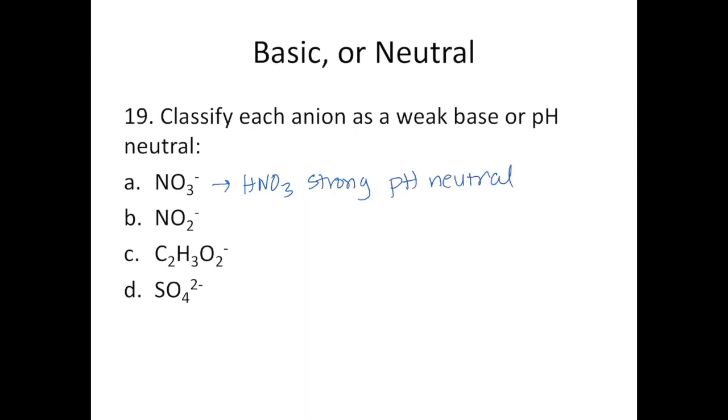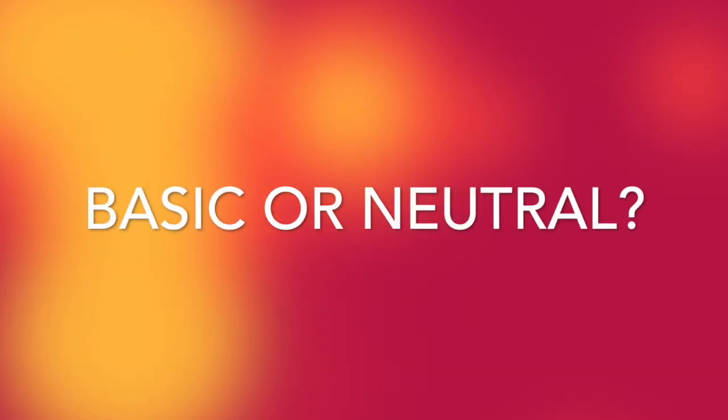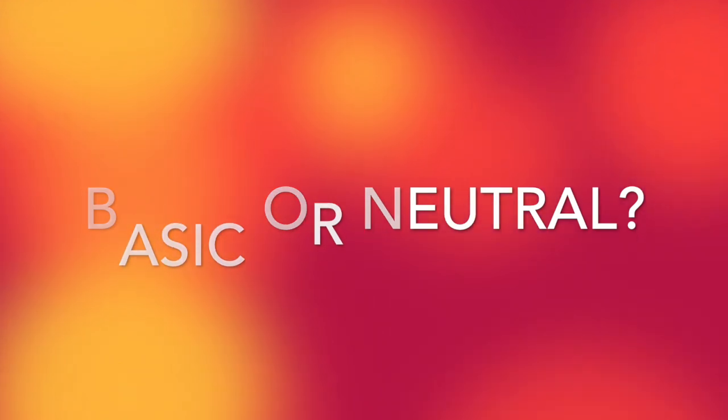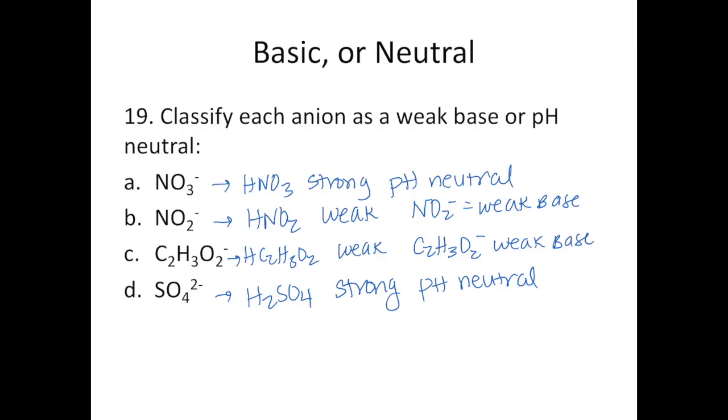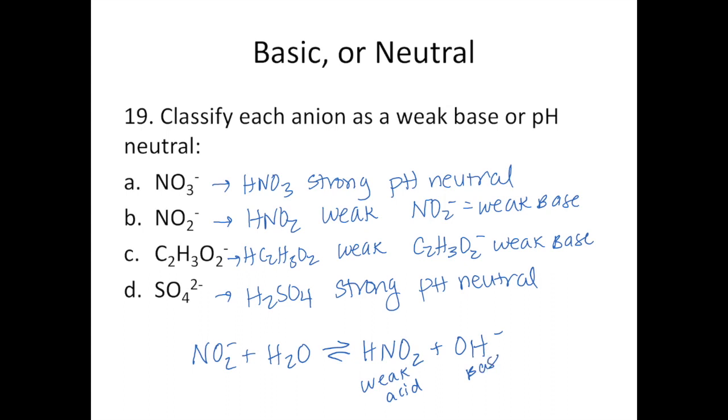All right, you guys, pause and do the rest. NO2- comes from a weak acid, which is nitrous acid. So NO2- is the weak base itself. Because when you throw it in water, it forms a basic solution because it takes that hydrogen back. It forms a weak acid, but it also makes a strong base. And so that kind of takes over.